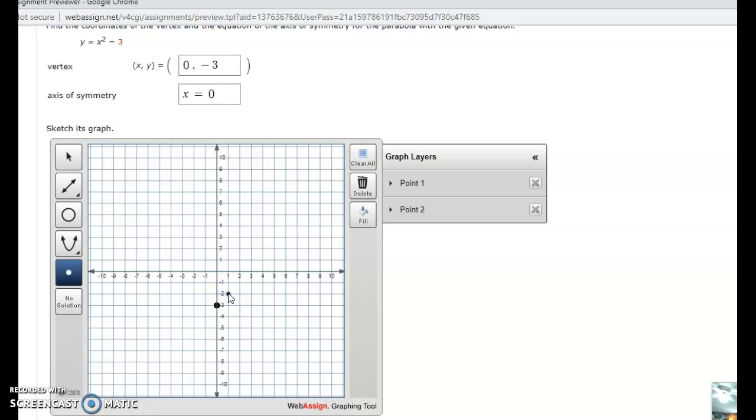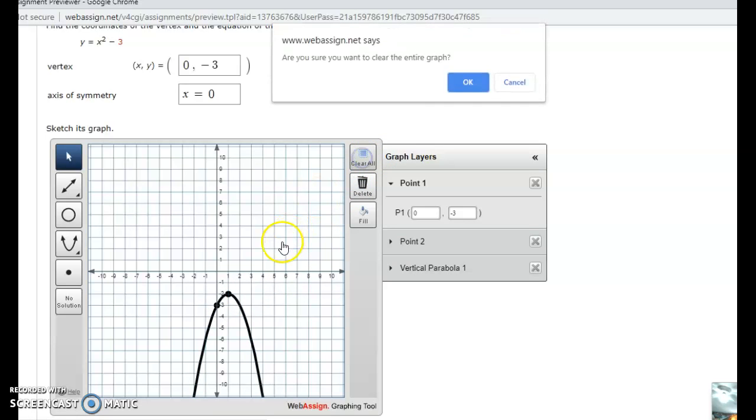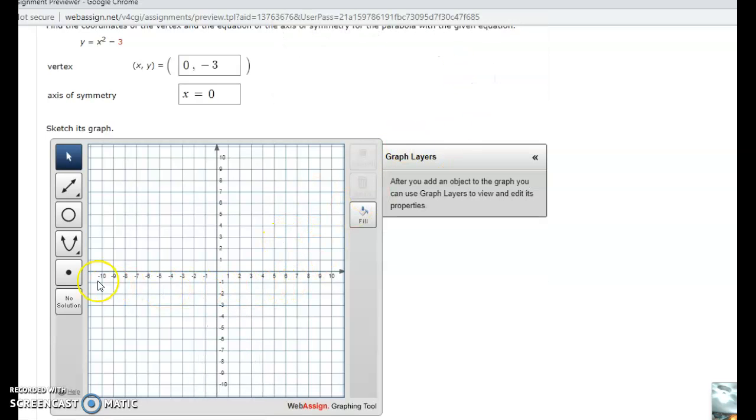Now, the nice thing about a parabola is we know it's reflective across the line x equals 0. So once I have the vertex point and one other point on there, I can then select my parabola and put it through those two points. I should have selected that the other way around though. So let me try that again.